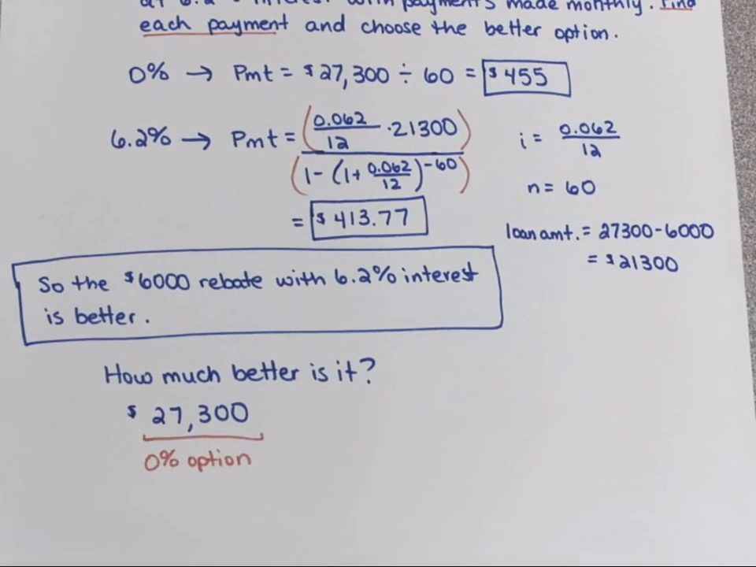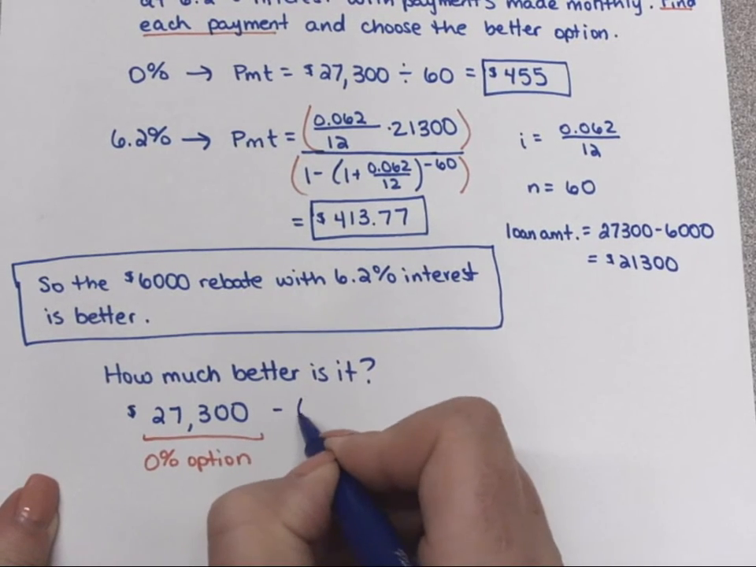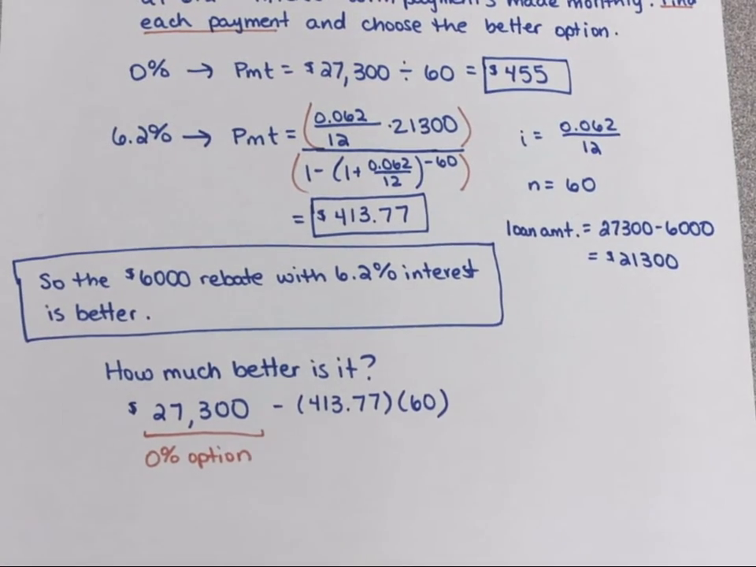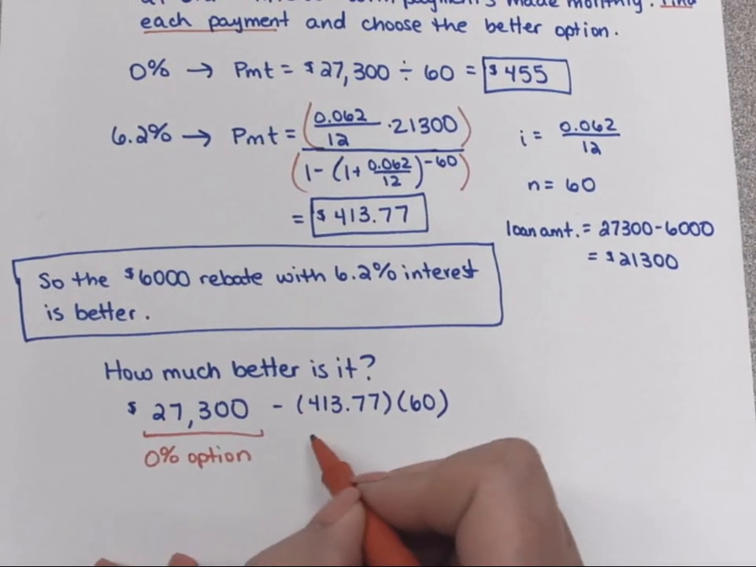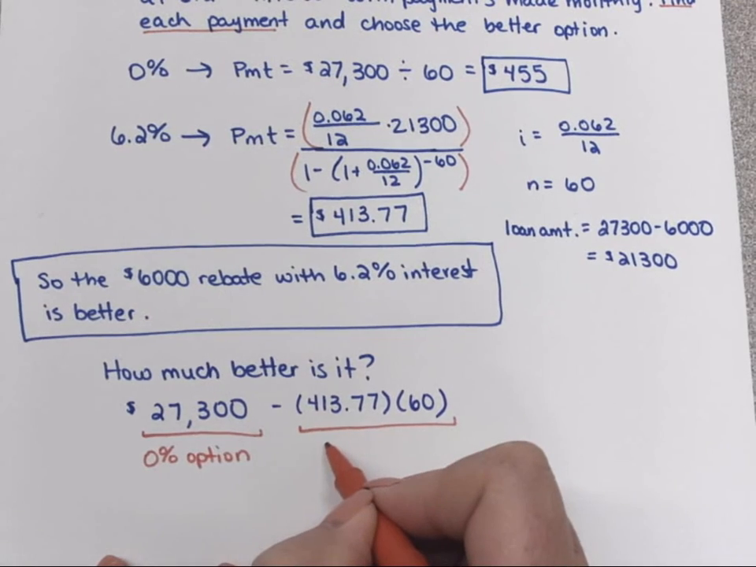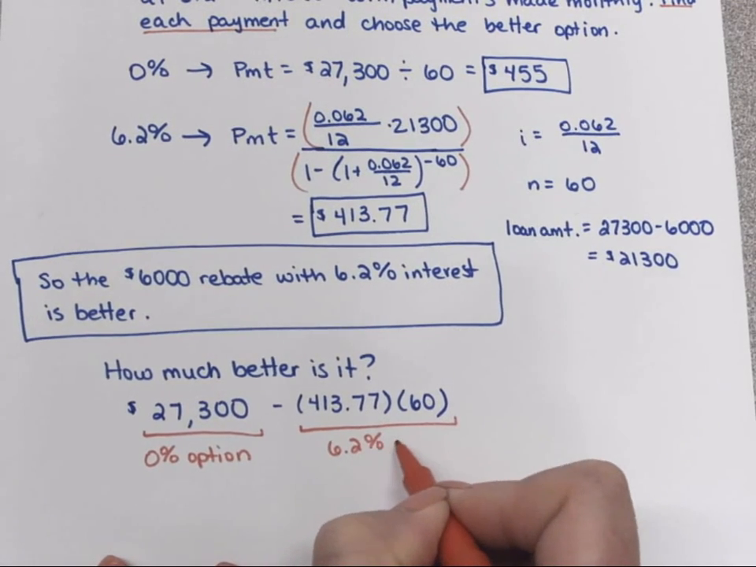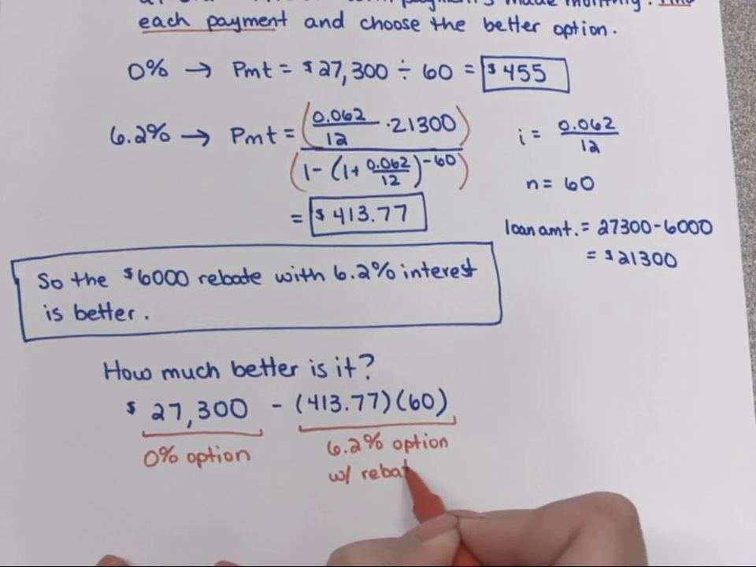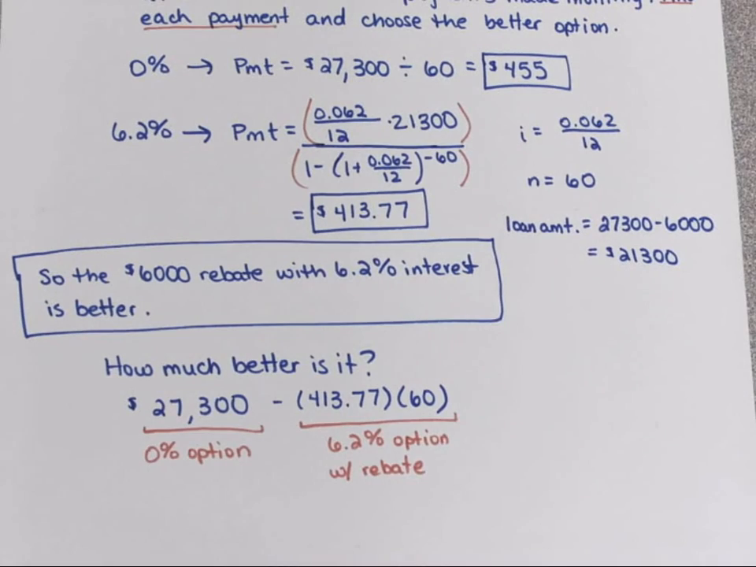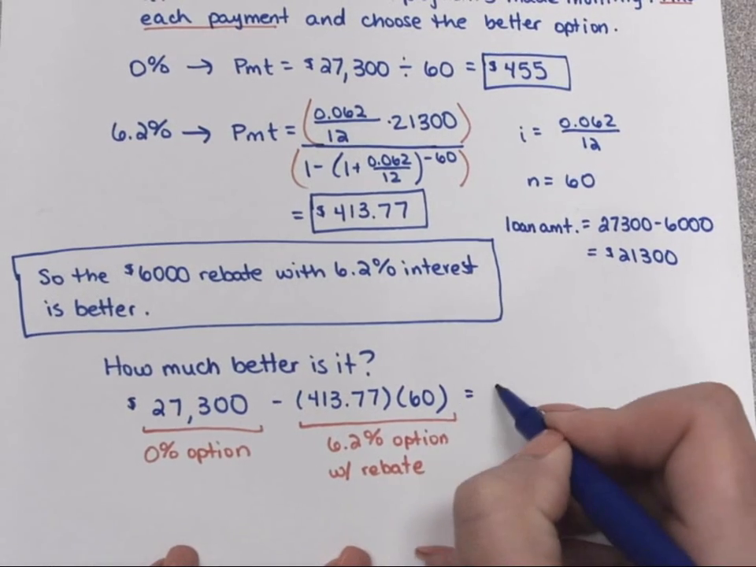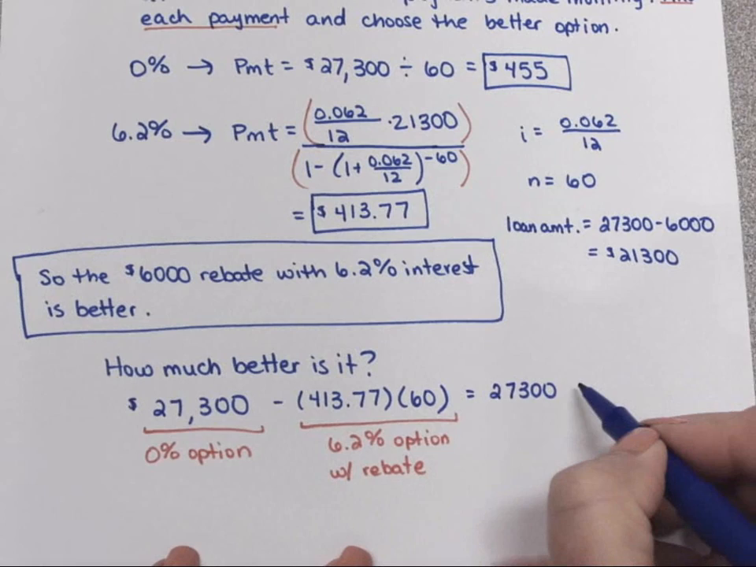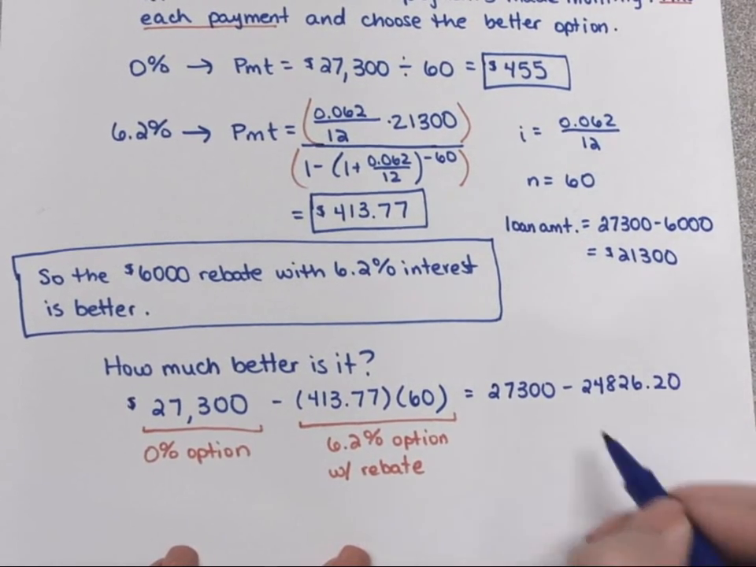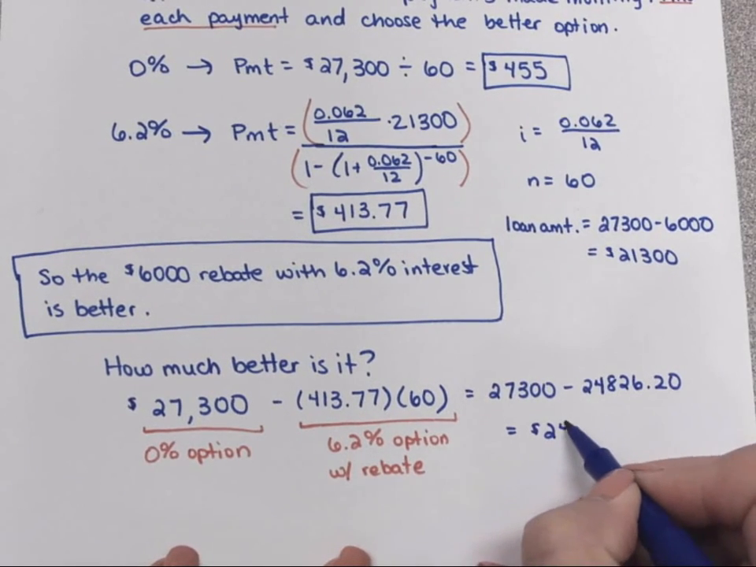So let's find the difference between that and what we pay if we do pay interest. So we actually need to multiply this times 60, right? Because there are 60 payments. So this is the 6.2% option with the rebate. And if you work that out, I'm going to go ahead and write down what they both are. You'll get $27,300 minus, I think I get $24,826.20. And so the difference is $2,473.80.